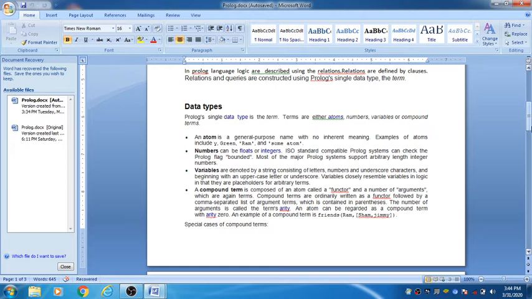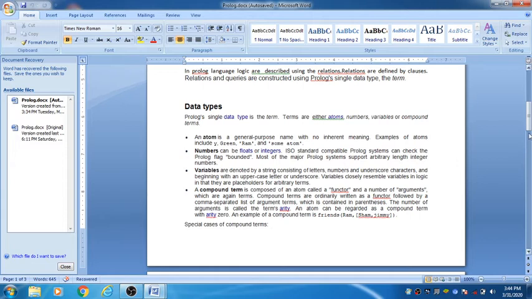Next, compound terms. When the value is placed in the form of a function and it has a number of arguments, the number of arguments the function has is termed arity. Anything in the parentheses is counted as arity. For example, in this compound term, there is a function called friends. It has an arity of 2. One is Ram and the other is a list that contains Sham and Jimmy.